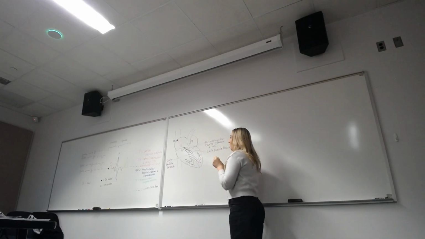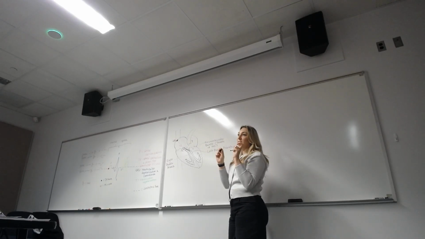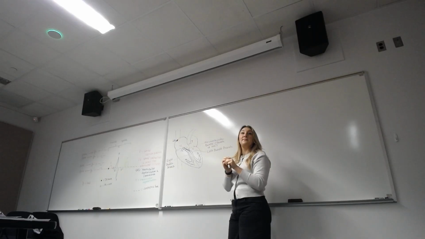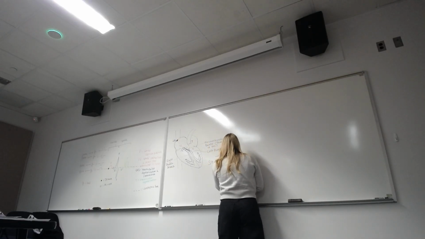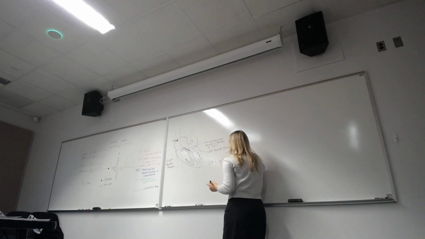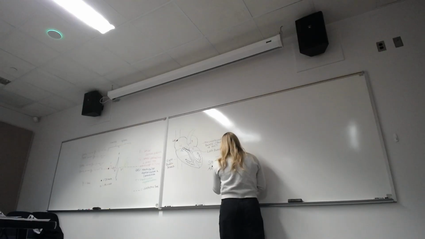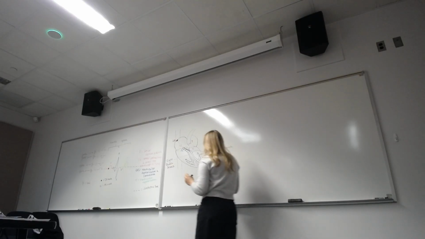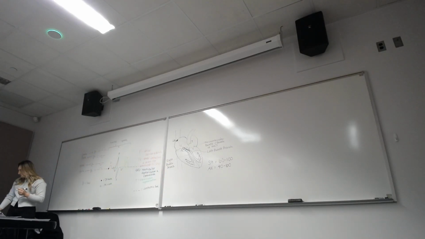Does anybody know what the intrinsic heart rate of the SA node is? The rate of the SA node? 60 to 100, yeah. So SA, 60 to 100. Does anybody know what the AV node is? Yeah. 40 to 60. And then as you keep going down, it keeps getting less and less.